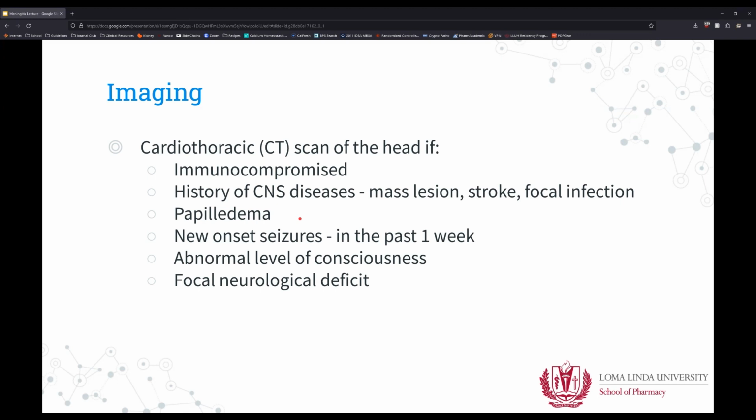Any new onset seizures within the past week are also important. And then any abnormal level of consciousness, so if they are altered or have difficulty maintaining consciousness. And then focal neurological deficits as well. So any of these are going to incite the team to get a CT scan of the head.